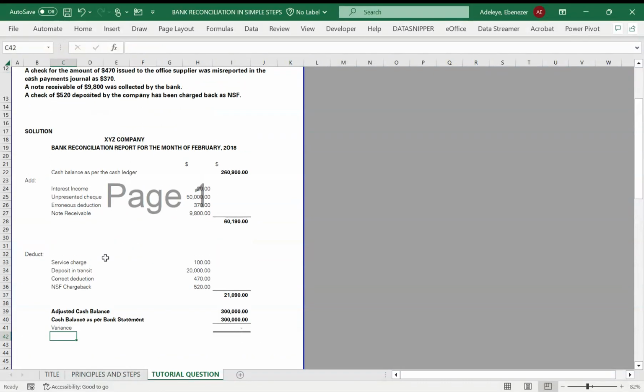I hope you find this useful. This is a very simple and common format that most people use. Once you understand the principles, I believe you are good to go, even if it's a scenario you are not familiar with, like this NSF chargeback. Once you understand what has happened, you will know where to place it. I hope that is understandable.